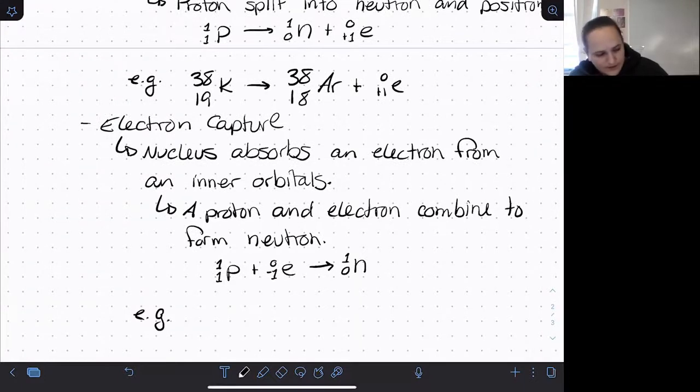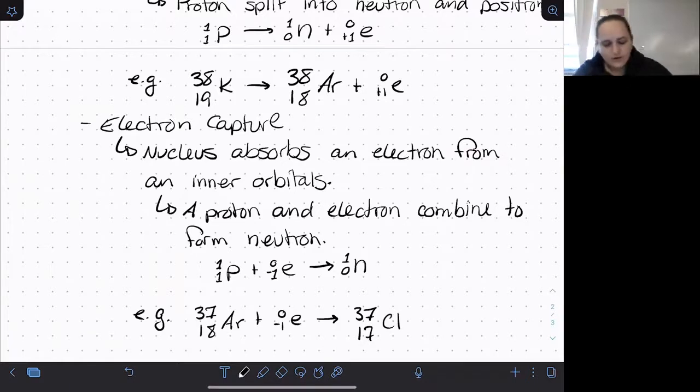An example of this one is argon-37 captures an electron to become chlorine-37. So once again, our mass isn't changing because the electron doesn't have a significant mass. But our atomic number is going down by 1 because once again, we're taking a proton and we're turning it into something else. We're turning it into a neutron.